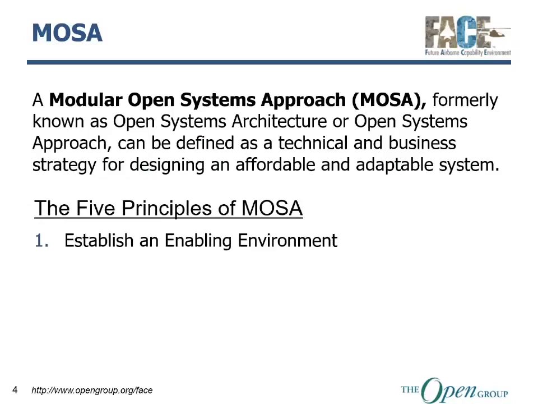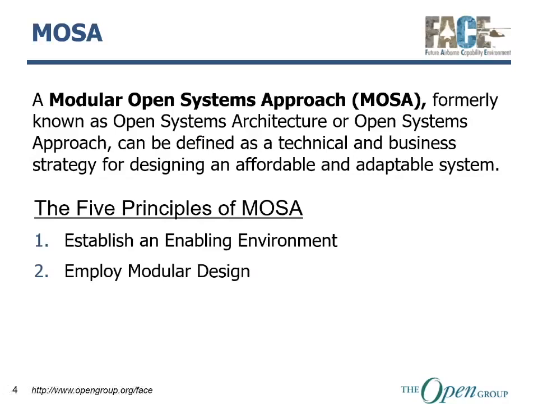The first of these is to establish an enabling environment. What that basically means is that the approach should include all of the necessary resources in order to specify, identify, develop, and sustain the approach. This should include things such as the business approaches, contract guidance, technical guidance, training, et cetera.